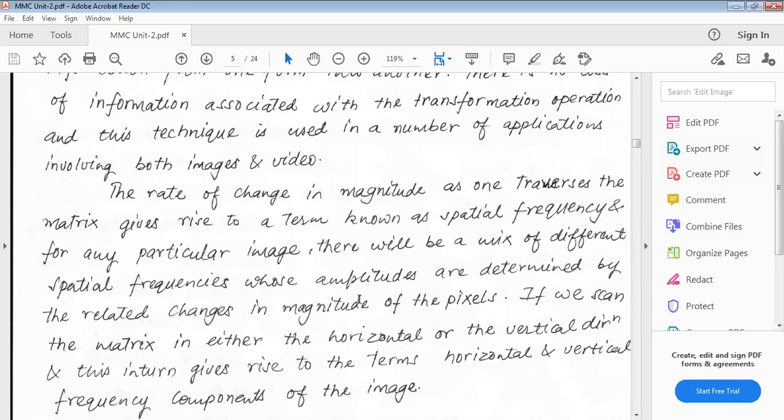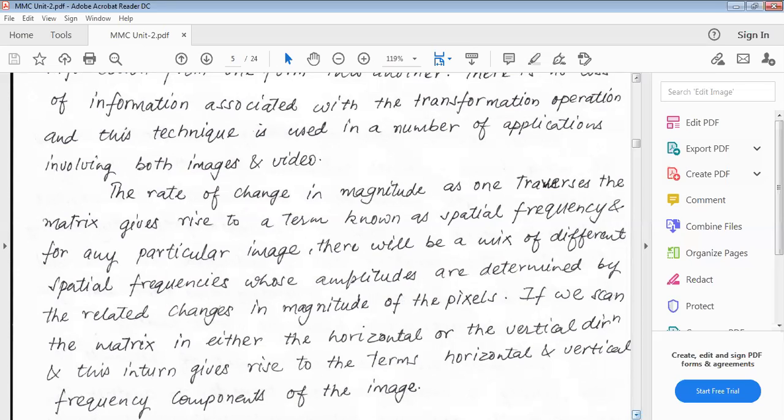spatial frequencies. So here, frequency means the changes, so that is what we are taking as frequency here. So there will be a mix of different spatial frequencies whose amplitude levels are determined by related changes in the magnitude of the pixels. So here they are going to analyze the spatial frequency of the image. What is spatial frequency? Its amplitudes are determined by the related changes in the magnitude of the pixels. So whenever the magnitude of the pixels changes, those changes are considered as spatial frequency. So that spatial frequency, whose amplitudes are determined by the related changes in the magnitude of the pixels, they are going to exploit.